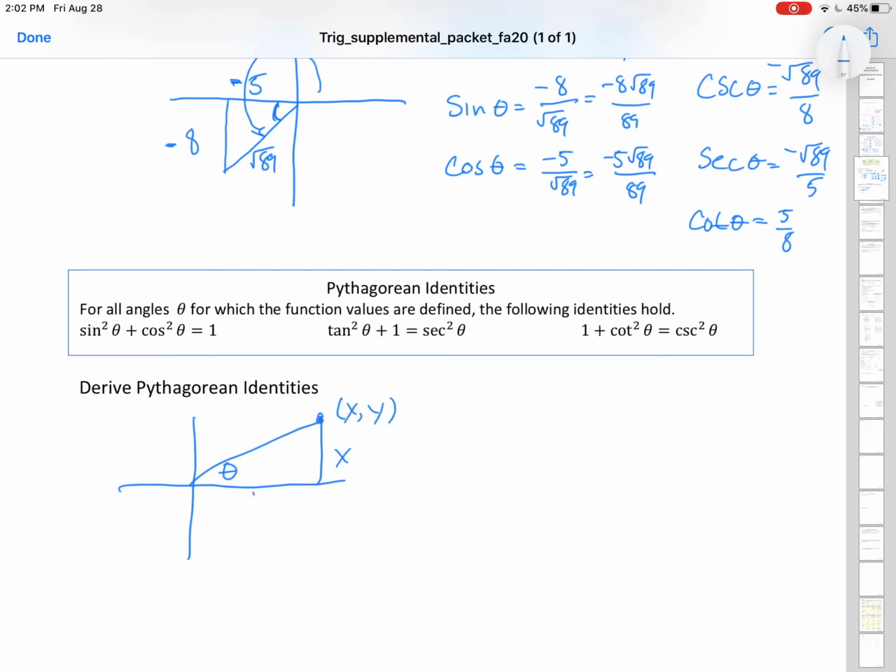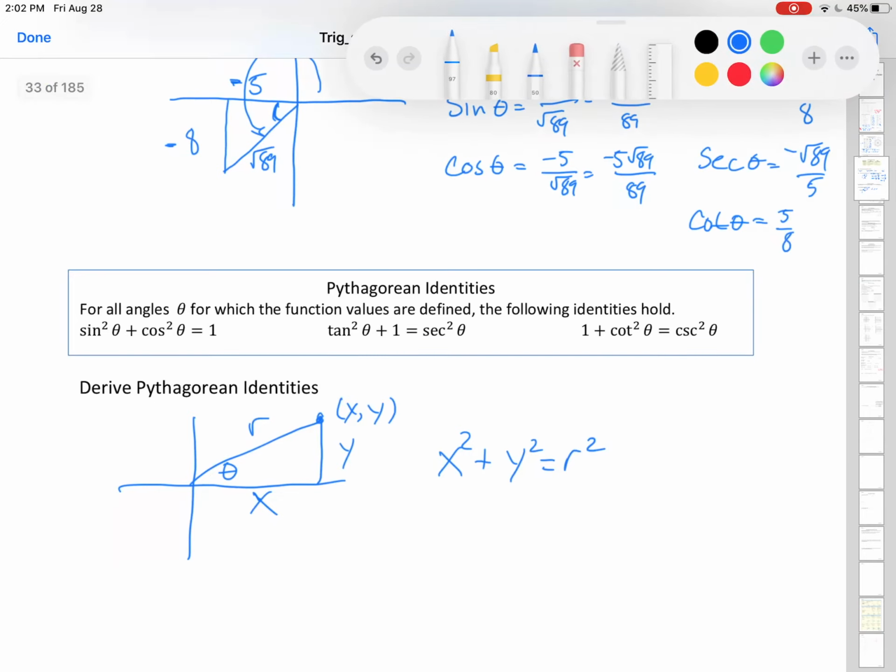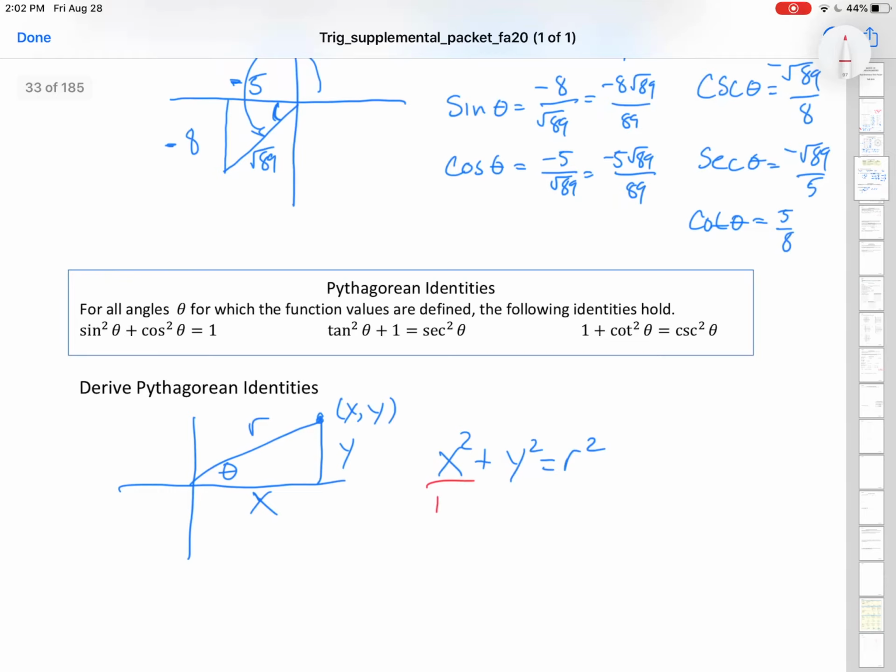So this is x, and this is y, and this is r. So what do we know? We know x squared plus y squared is equal to r squared. So that's the reason why they're called the Pythagorean identities, because they come from the Pythagorean formula. Here's what I want you to do. Remember, you can do anything you want provided you do the same thing to every term. I want to divide everything by r squared.